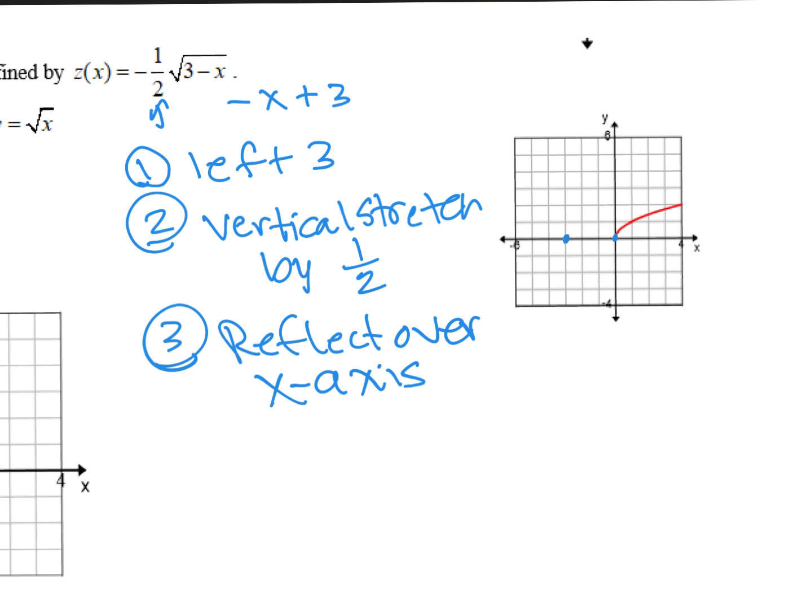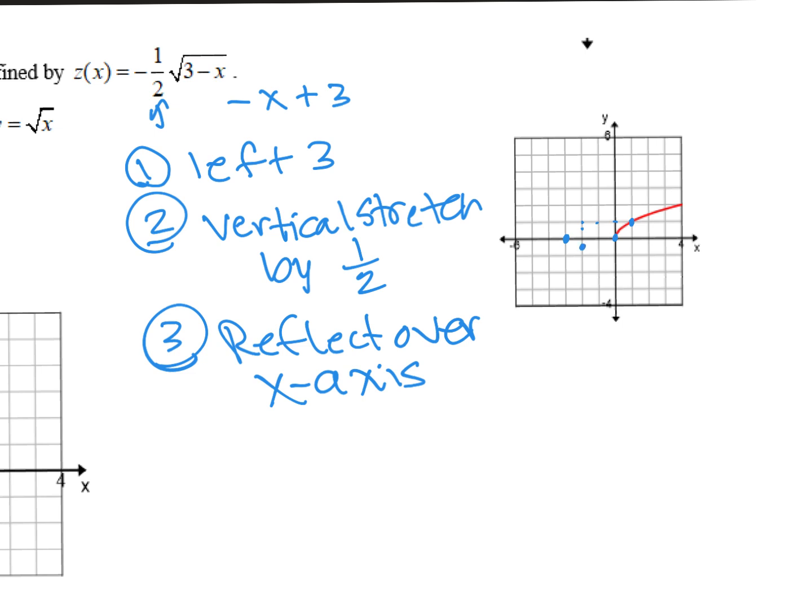So there's my first point. So let's look at this point, 1, 1. So I'm going to move it left 3. So that puts it there. Then I need to stretch by 1/2, which means I'm multiplying the y values by 1/2, which puts it right there. And then I need to reflect it, which puts my final point right there.